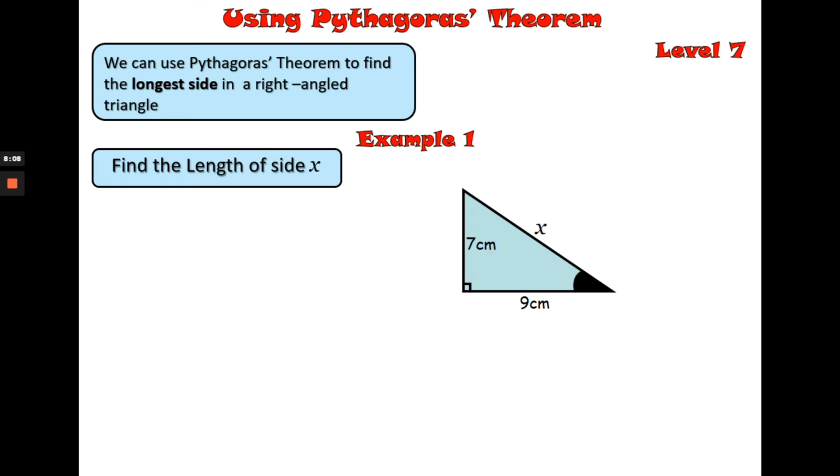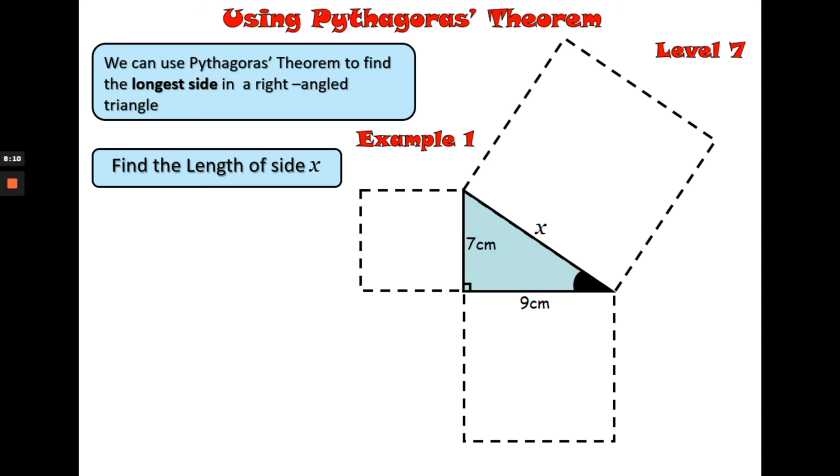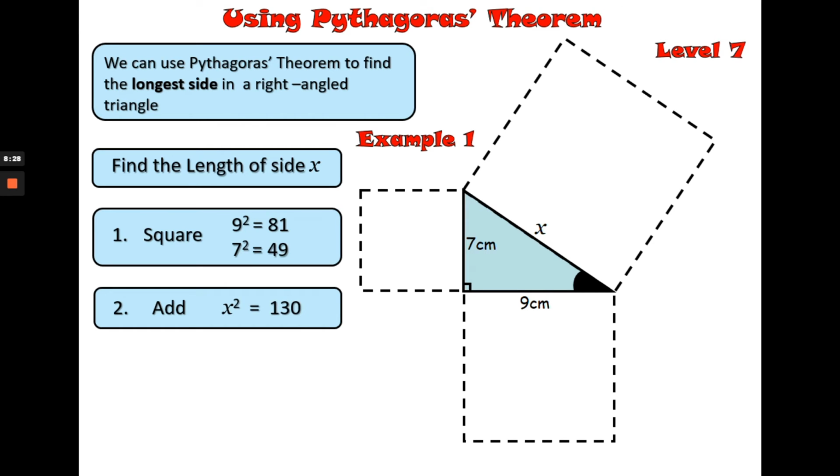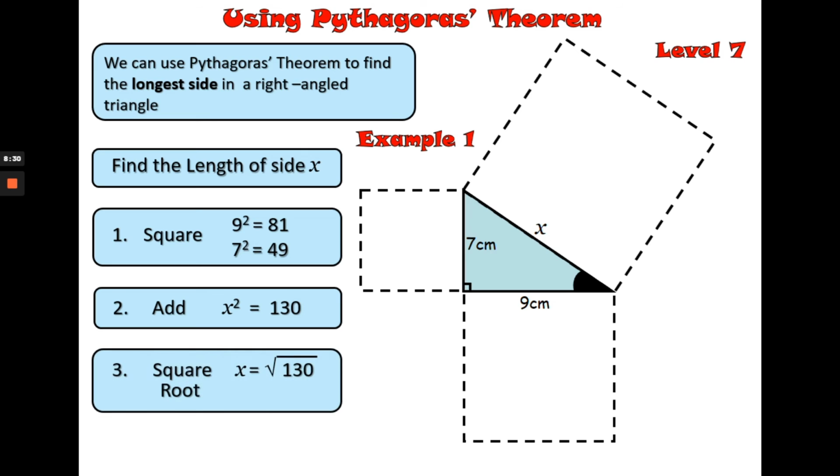Here's one more example for you. There are my boxes of my areas. 7 times 7, you square the numbers first, and 9 times 9, which equals 81 and 49. You add those numbers together, which gives you 130. And then you do the square root of 130, which should equal 11.4.